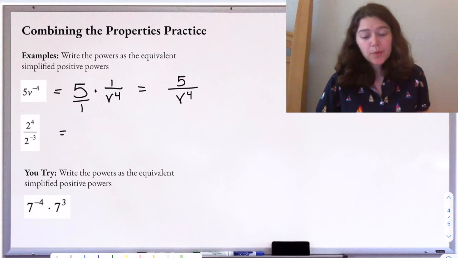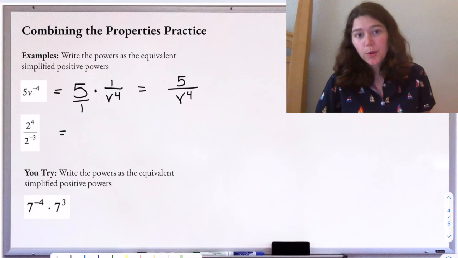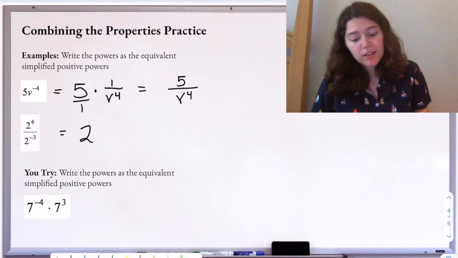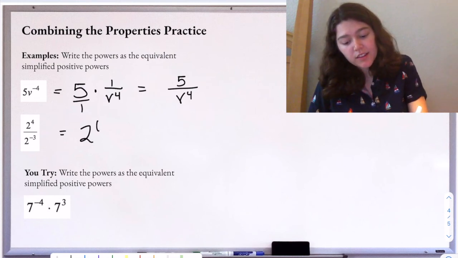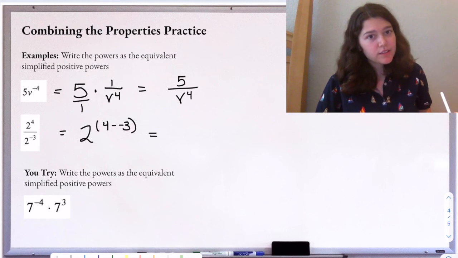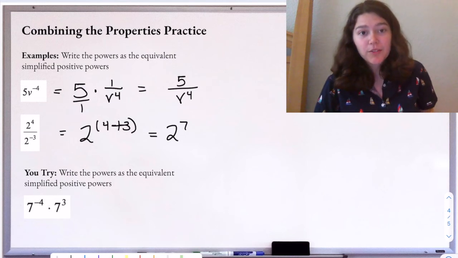And then for the second one, we have 2 to the power of 4 divided by 2 to the power of negative 3. We could do this a few ways, but one way of doing it is just using the quotient rule. So the quotient rule says when we're dividing, you keep the base and then you subtract the exponents. So we have 4 minus negative 3. What is 4 minus negative 3? Yep, that's positive 7, because that's the same thing as 4 plus 3. So we get 2 to the power of 7.